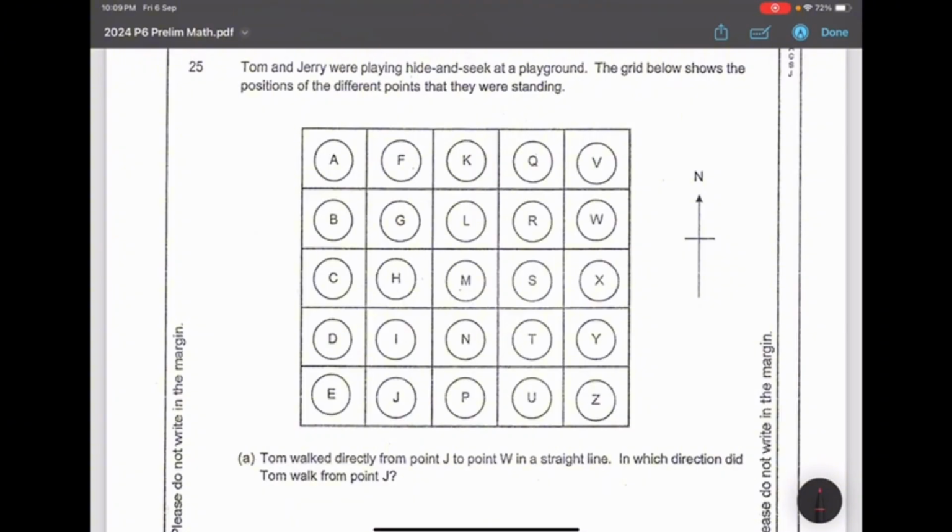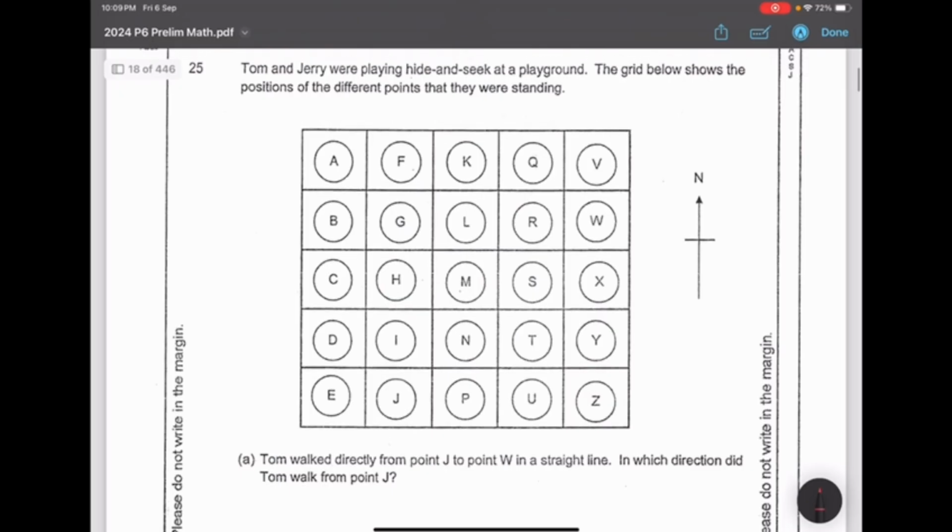Now moving on to question 25. Tom and Jerry were playing hide and seek at a playground. The grid below shows the positions of the different points that they were standing. Alright, so immediately I can see that this question is an 8-point compass kind of question.